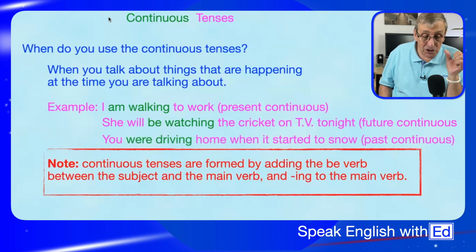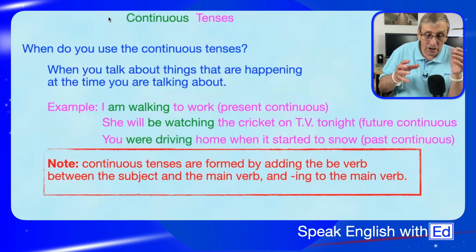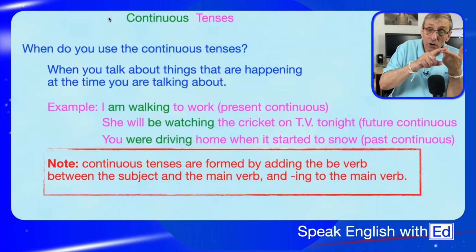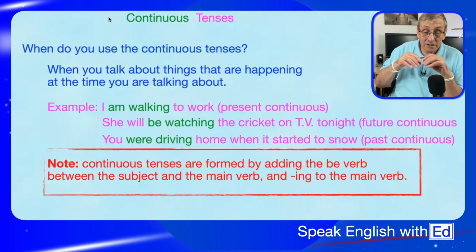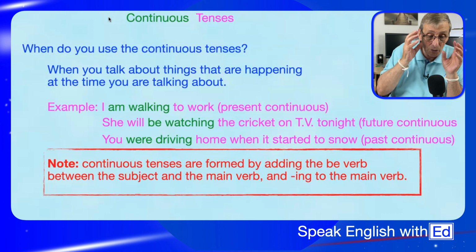And if we take this into the past, it's you were driving home when it started to snow. You were. So again, we're using the correct form of the verb to be here, past or present or future or whatever. You need to put the right verb in there.